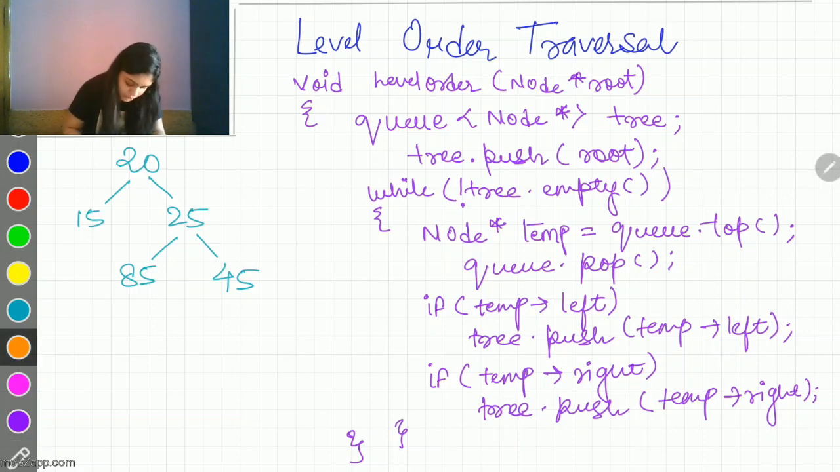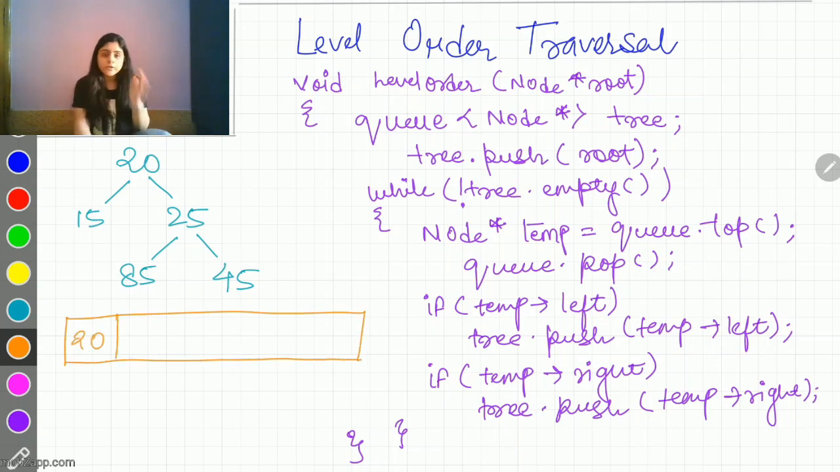So let me take a queue here. Let us assume this is our queue. In the starting we have pushed 20 to the queue, right? Now while my tree is not empty, this condition is true, so it will enter into the loop. Now we have taken temp, the front of the queue. This is a function of STL. Please don't get confused, this is a function of queue only. It is predefined in the STL of C++, and it gives us the front of the queue.